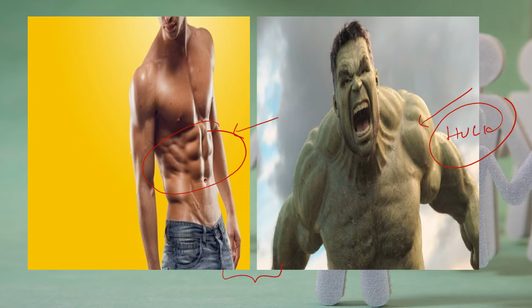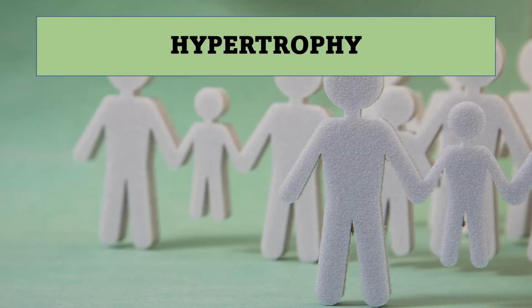So what sort of adaptation does the muscle in these conditions undergo? That is called hypertrophy. So this is what we are going to discuss today. So what is hypertrophy? Hypertrophy is increase in the size of the cell.